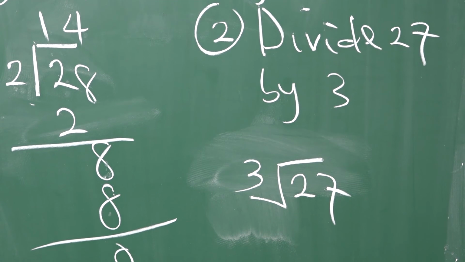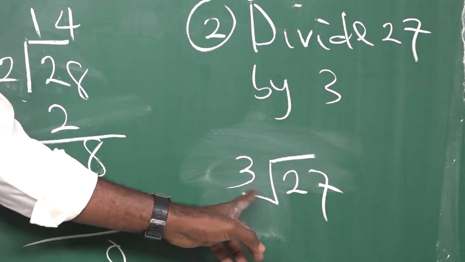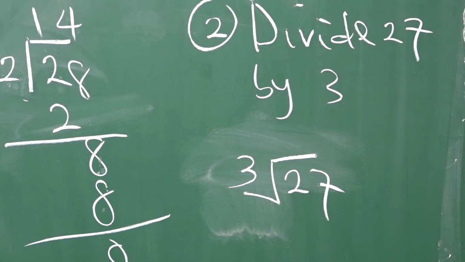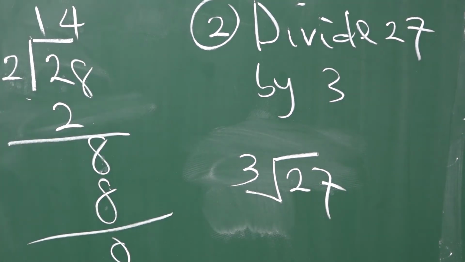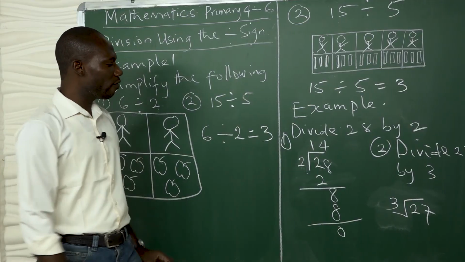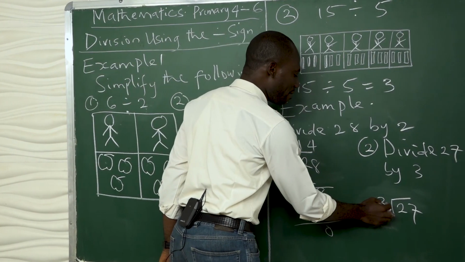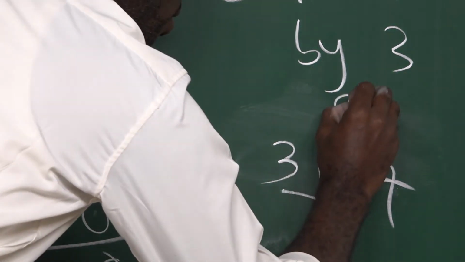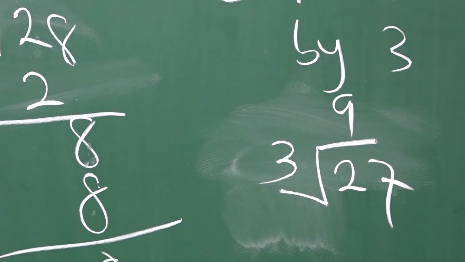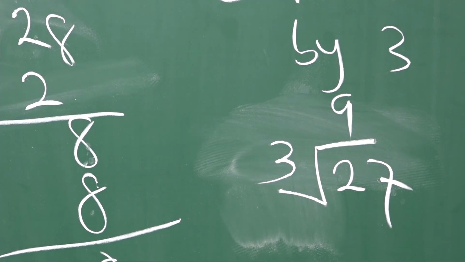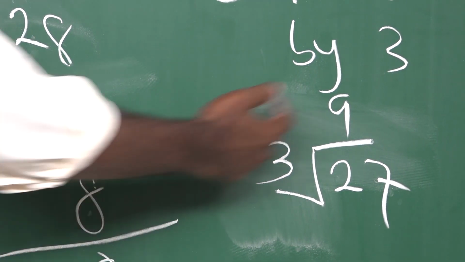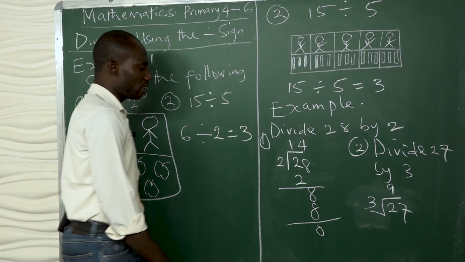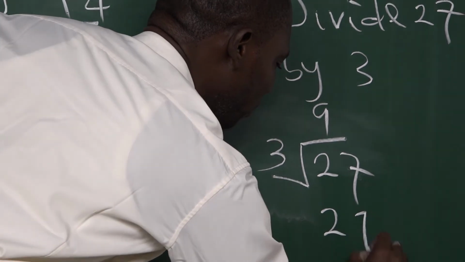So we want to find out how many times 3 goes into 2. No, it doesn't go that way. So what do we do? We consider the 2 numbers here together. So if we look at it, how many times does 3 go into 27? It will go 9 times. You write the 9 on top of that long division sign. Now, you multiply this 9 by 3. If you do that multiplication, it will give you 27.